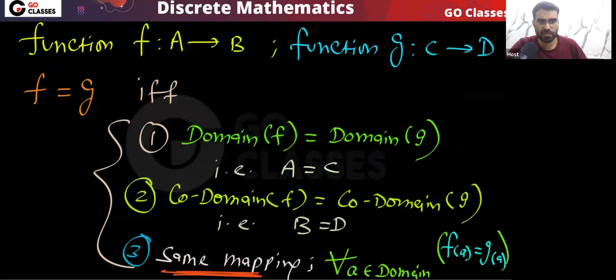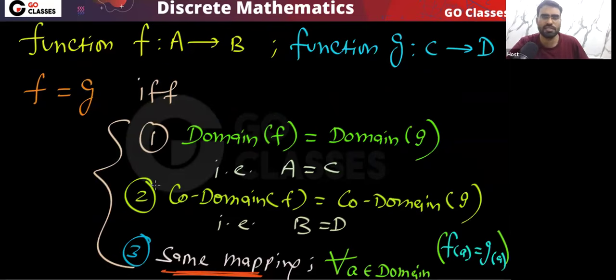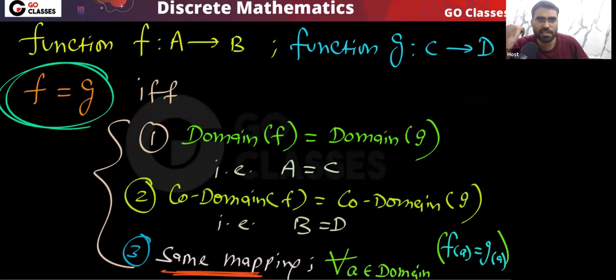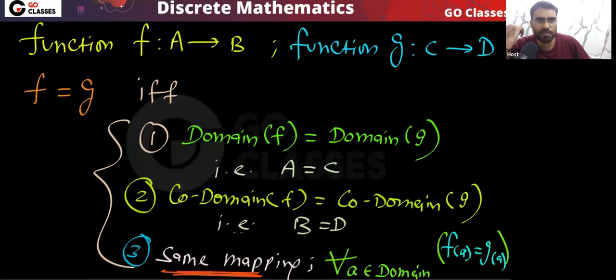Is this clear? Please tell me. So this is the definition of function equality. When can I say two functions are same? You have a function from set A to set B, another function from set C to set D. When can I say they are same? They will be same when domain is same, codomain is same, and mapping is same. Means for every element of domain, the F(a) and G(a) must be same.